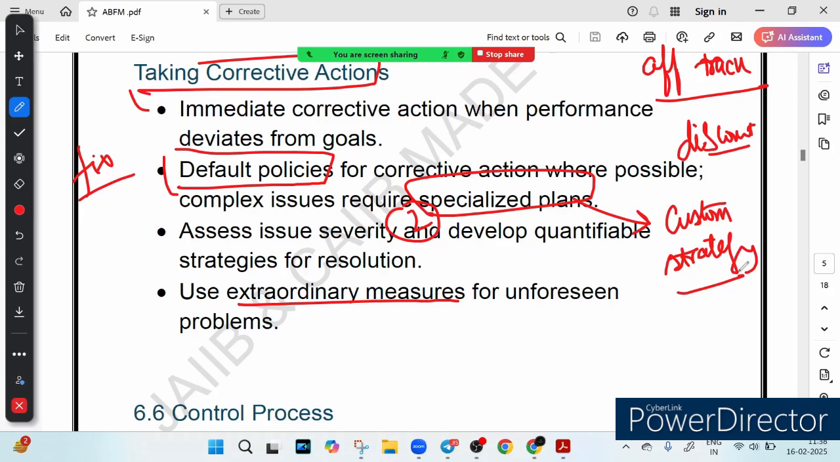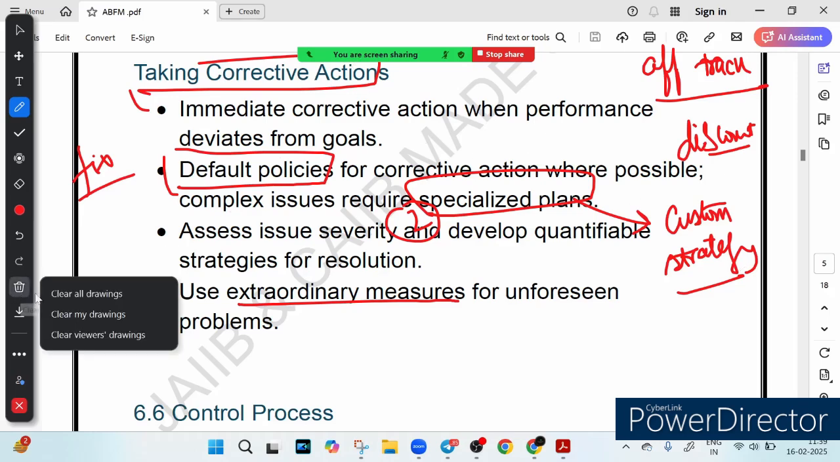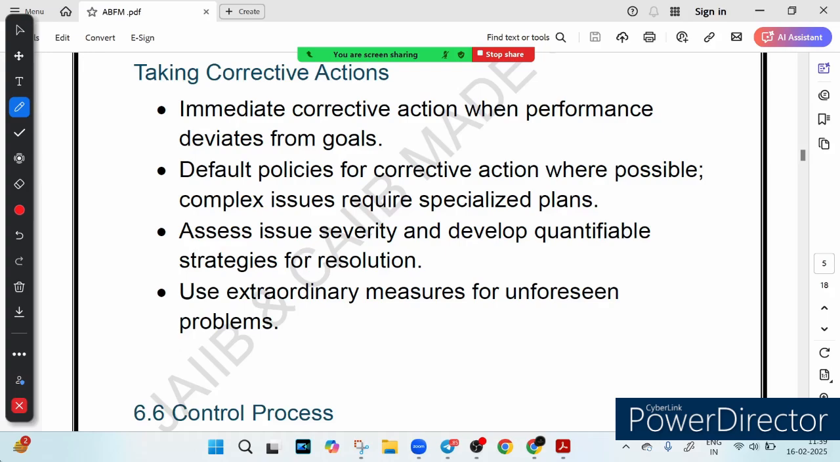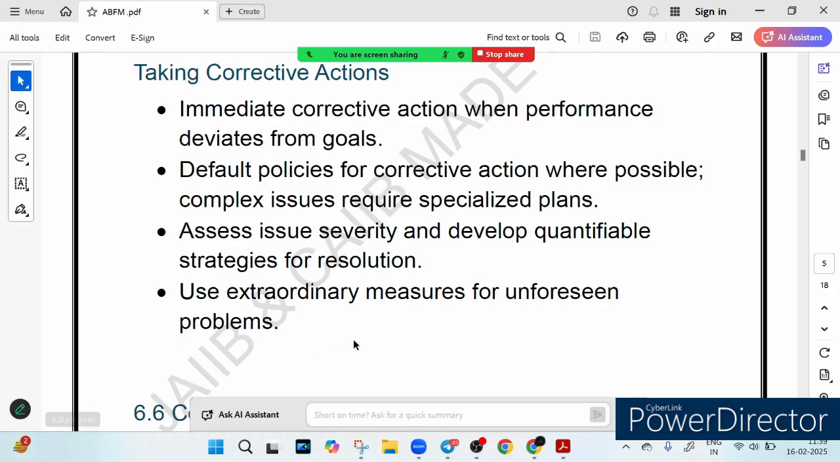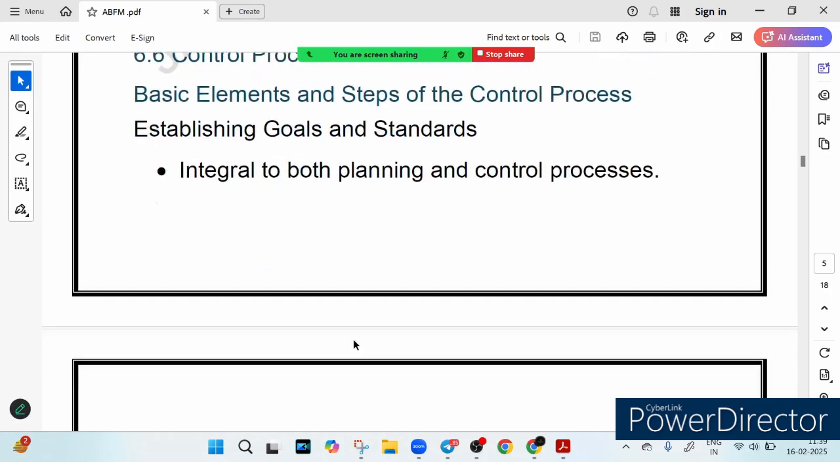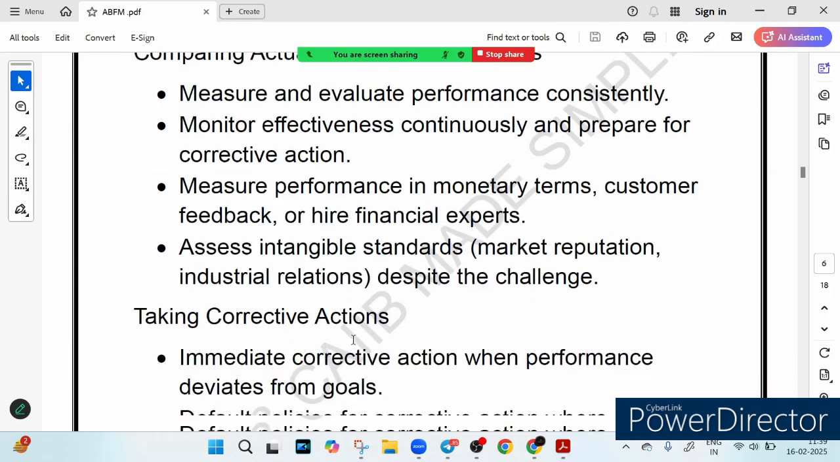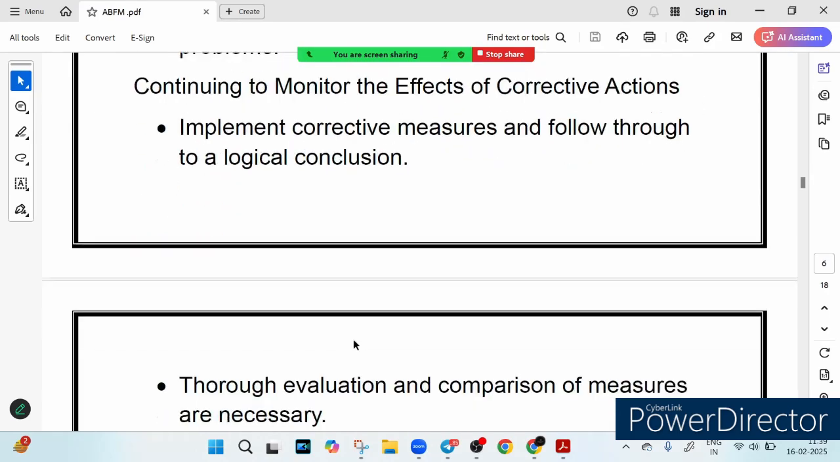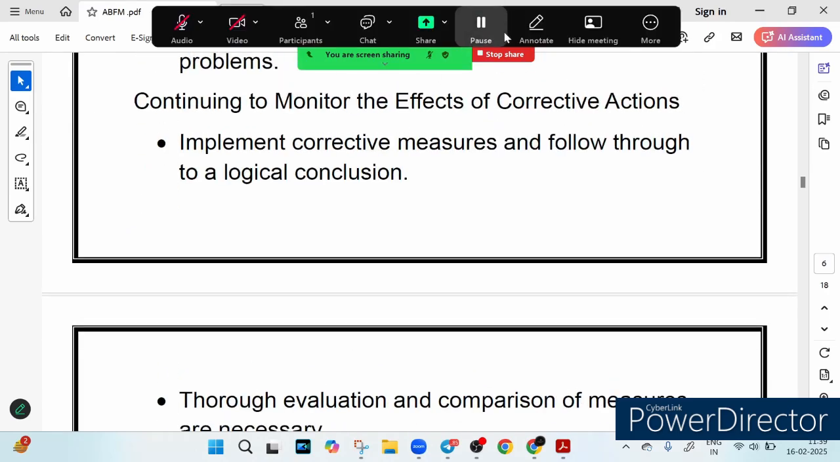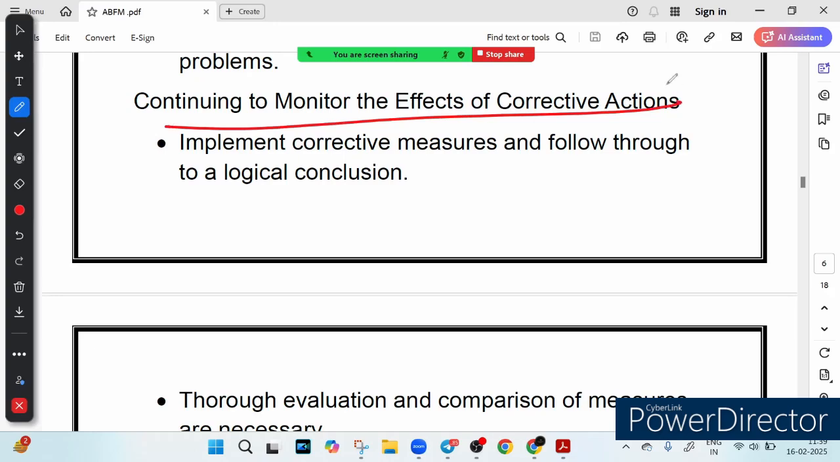Then we have monitoring the corrective action: how did the fix work? This is the next point, did the fix really work? So the next step is to monitor whether the fix worked.